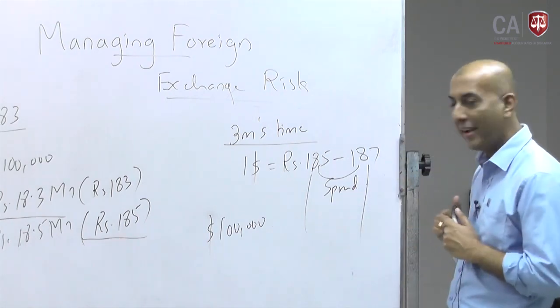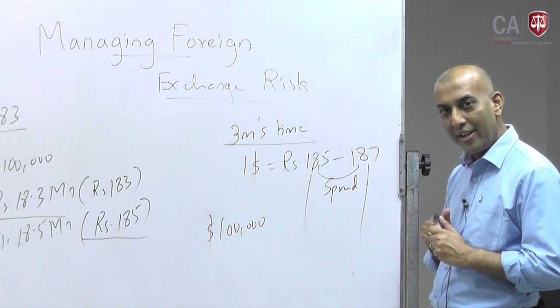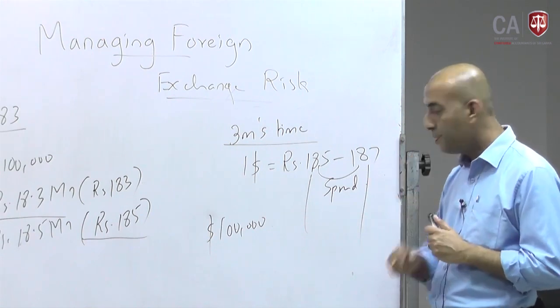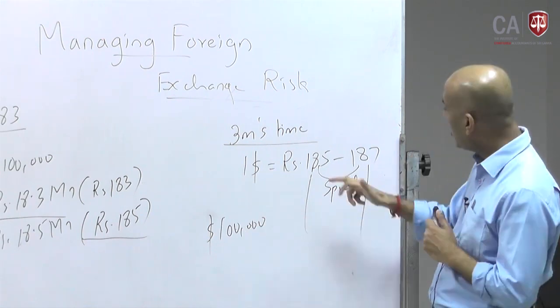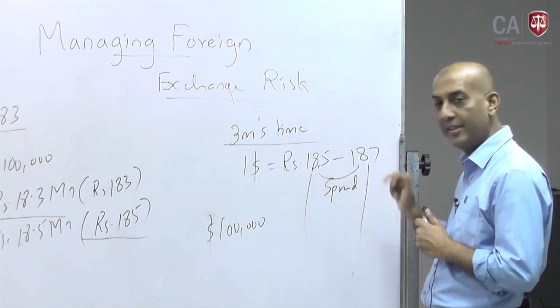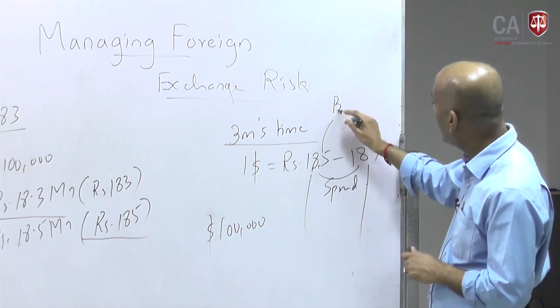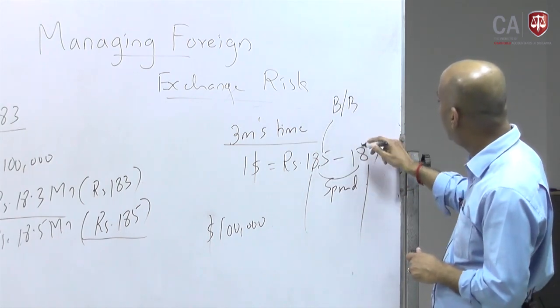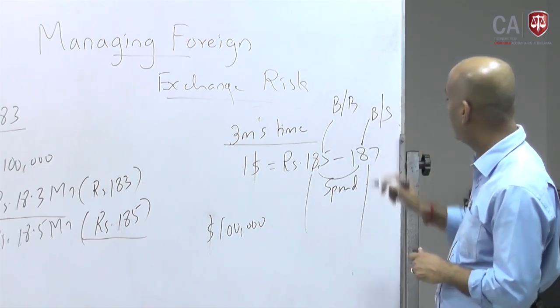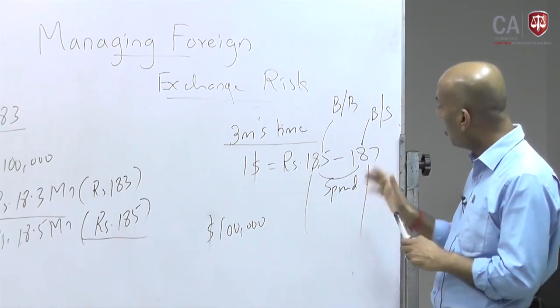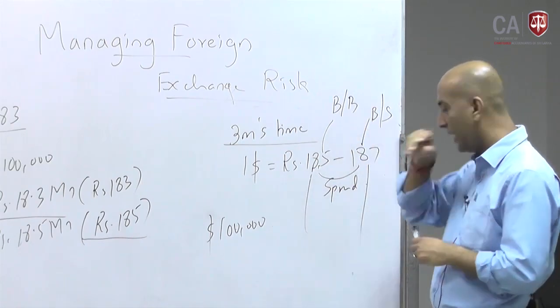So, how much are you going to pay? As a customer, you need to pay the bank rupees to buy the $100,000. So, you have got two rates, 185, 187. Now, please note, this is the bank's buying rate, this is the bank's selling rate. These both are bank's buying, bank's selling.